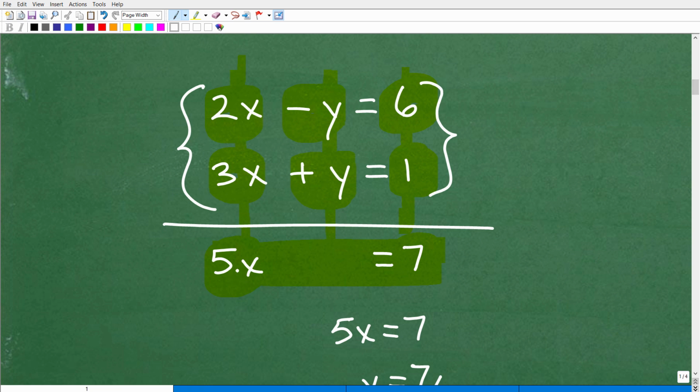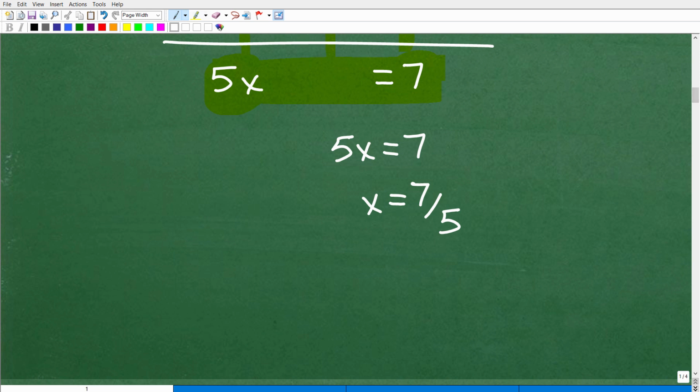Okay, so here we're left with the equation 5x is equal to 7. So that's super easy to solve for. 5x is equal to 7. Divide both sides of the equation by 5. I get x is equal to 7 over 5. Yay, I am good to go.